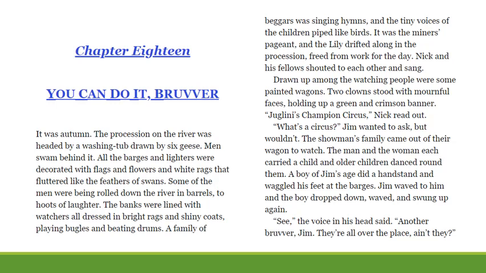Chapter 18. You can do it, brother. It was autumn. The procession on the river was headed by a washing tub drawn by 6 geese. Men swam behind it. All the barges and lighters were decorated with flags and flowers and white rags that fluttered like feathers of swans. Some of the men were being rolled down the river in barrels to hoots of laughter. The banks were lined with watchers, all dressed in bright rags and shiny coats, playing bugles and beating drums. A family of beggars was singing hymns, and the tiny voices of the children piped like birds. It was the miners' pageant, and the lily drifted along in the procession, freed from work for the day. Nick and his fellows shouted to each other and sang.